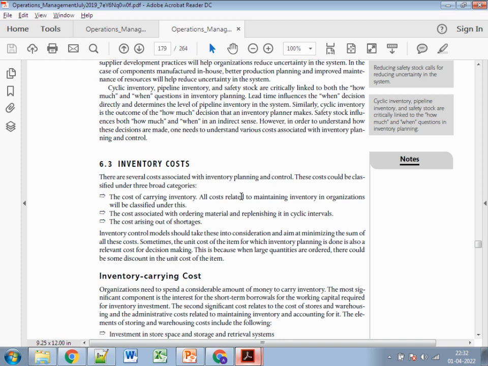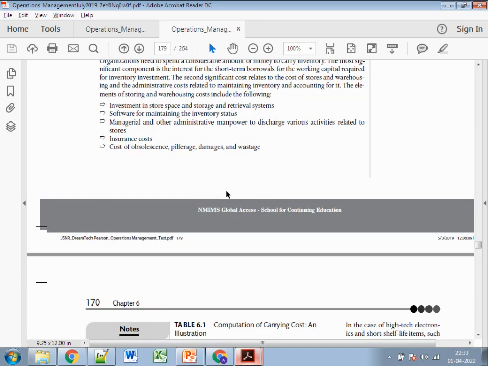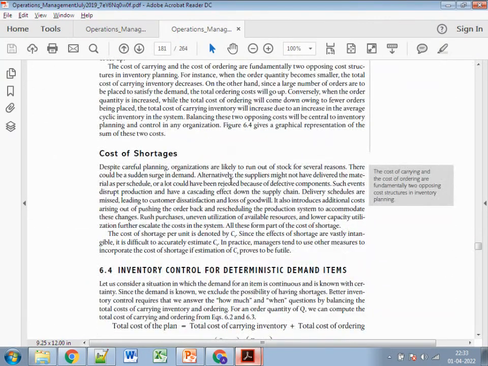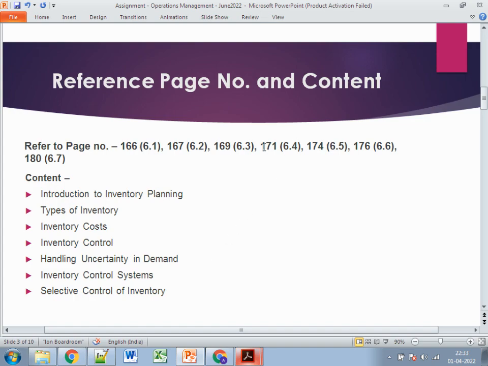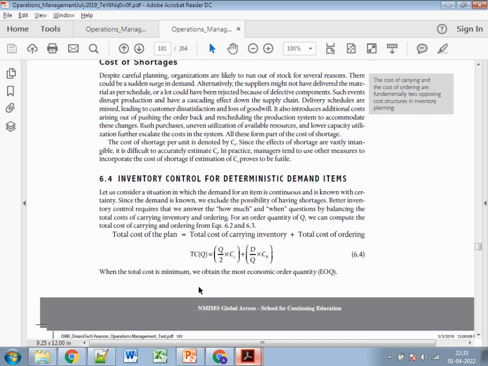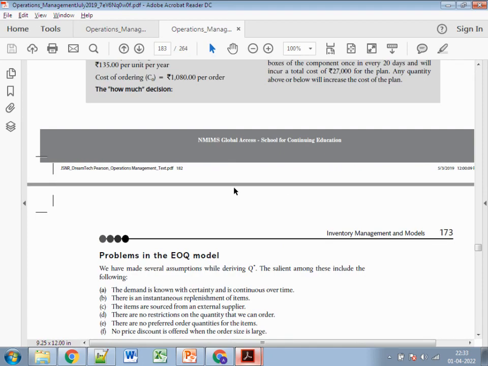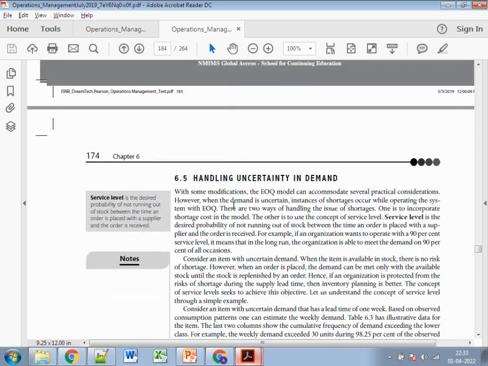Inventory cost is not exactly a part of the question, but yes, it's important because inventory planning is done based on that. So you need to explain a little about inventory cost, which includes inventory carrying cost, cost of ordering, cost of shortages, and many more. After that, page 171 is 6.4, inventory control for the deterministic demand items. You need to explain a bit about problems with the EOQ model, though maybe you can skip that. Then handling uncertainty in demand, because it's pretty much uncertain in the automobile sector, so definitely you need to include this.